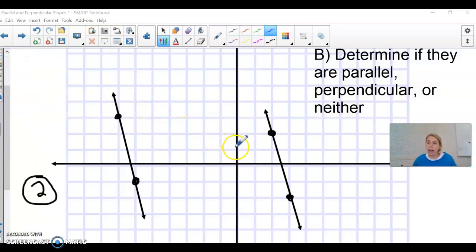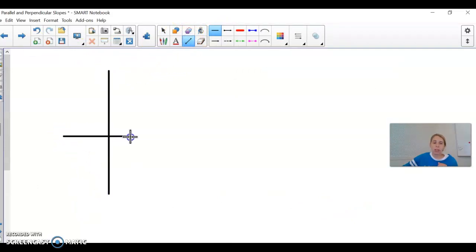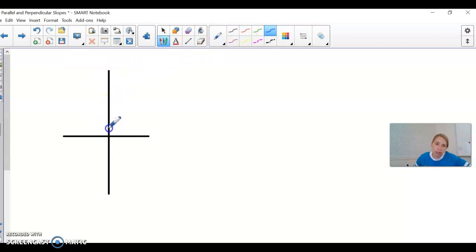Sometimes you'll be given a graph and asked to determine if the lines are parallel, perpendicular, or neither. You cannot always just go off of what it looks like, okay? So if we remember, lines that look like that are perpendicular. One's straight up, one is straight across through each other, and they make 90-degree angles right here. They have to do that. If it doesn't make 90-degree angles, it's not perpendicular.